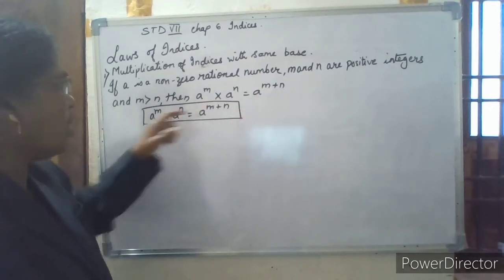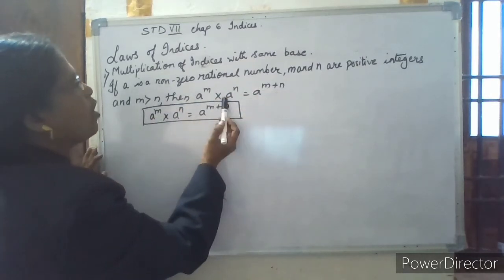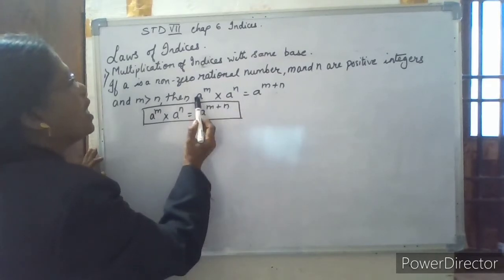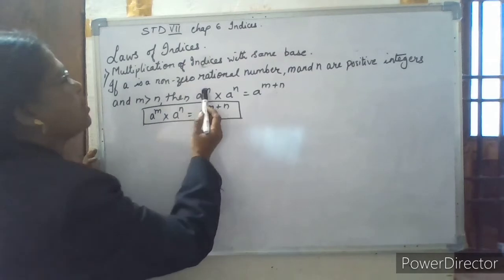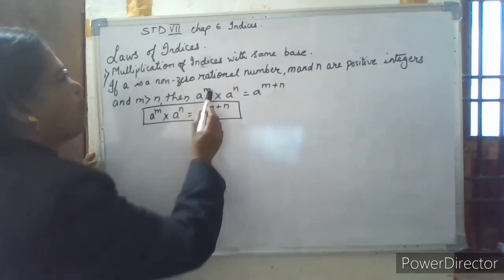See, A raised to M into A raised to N. Both have the same base, but the exponents are different. The powers are different. The index is different here.